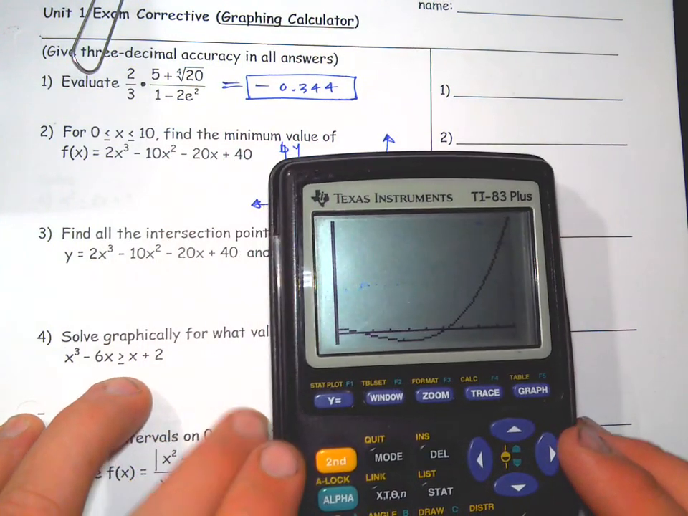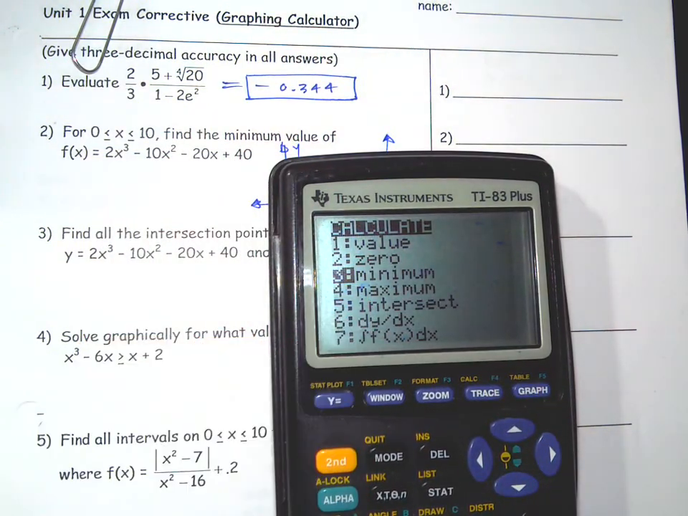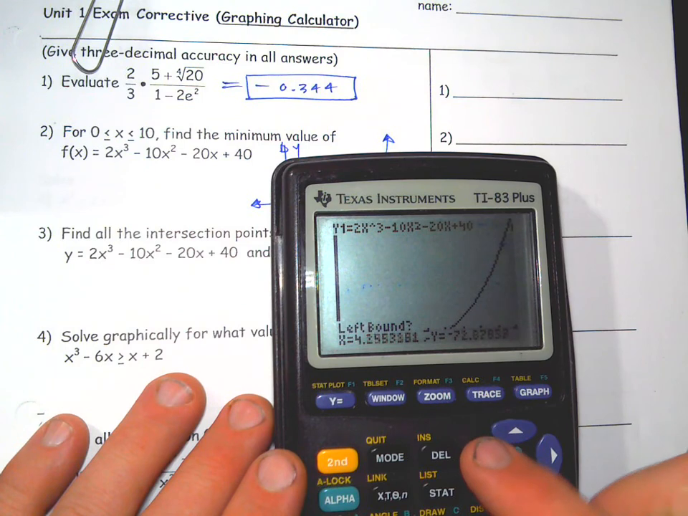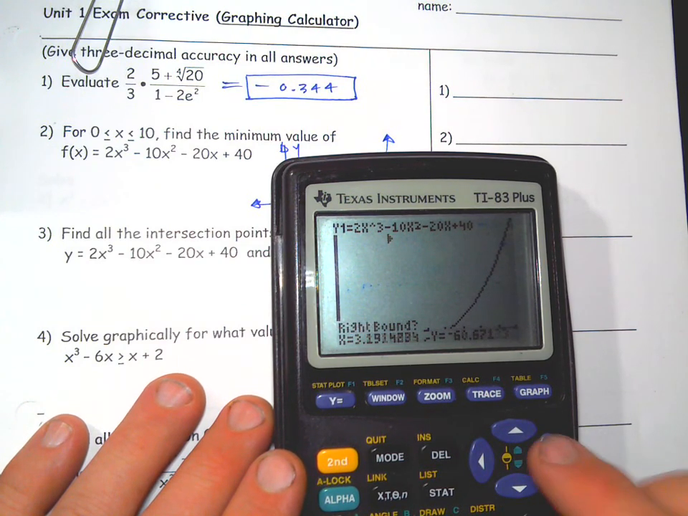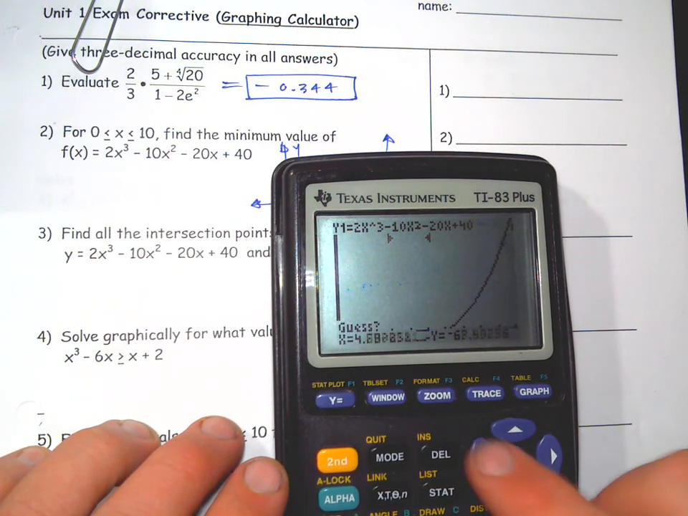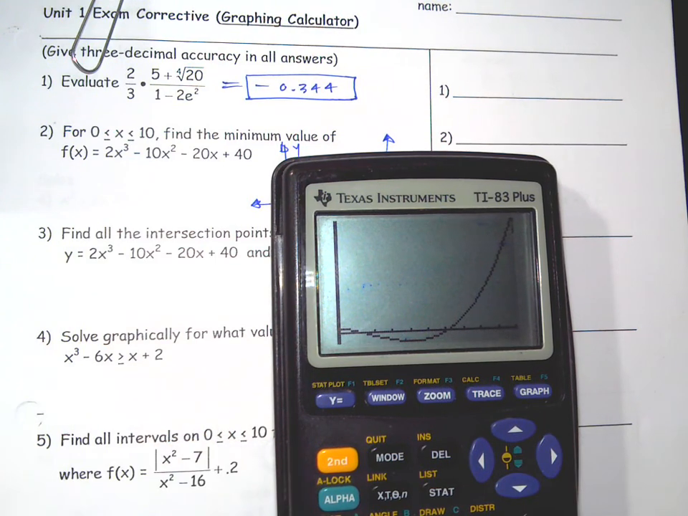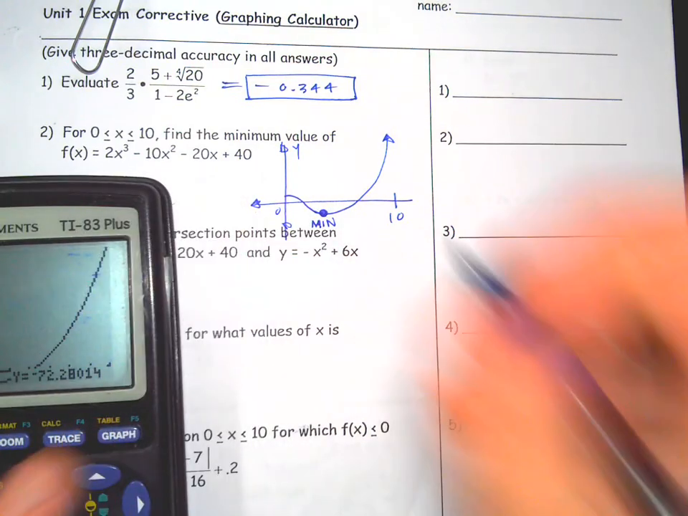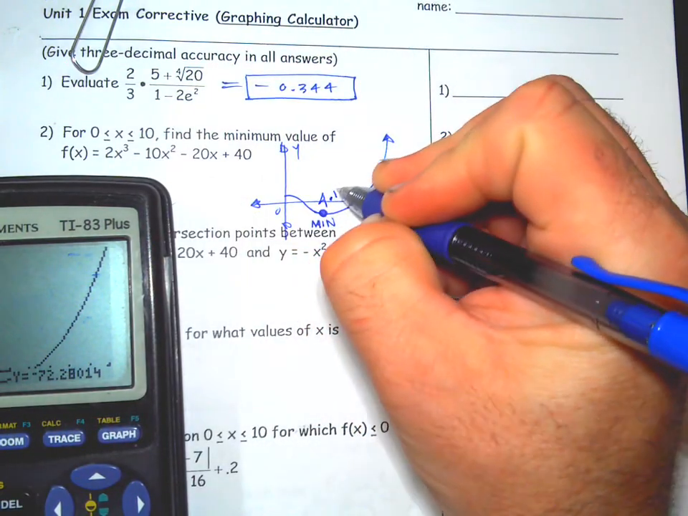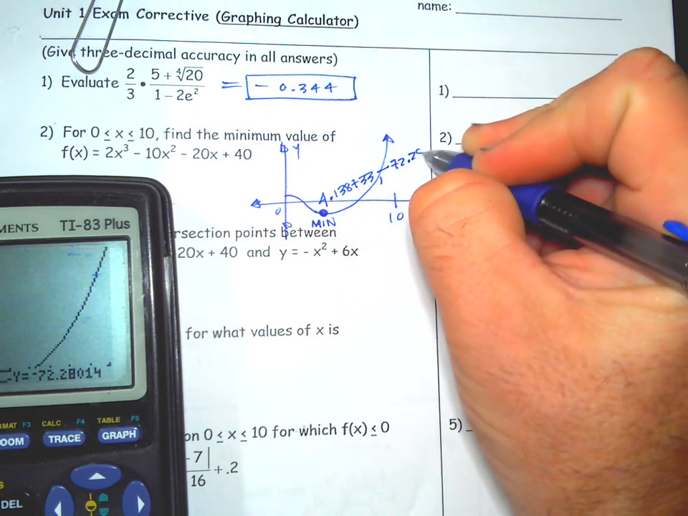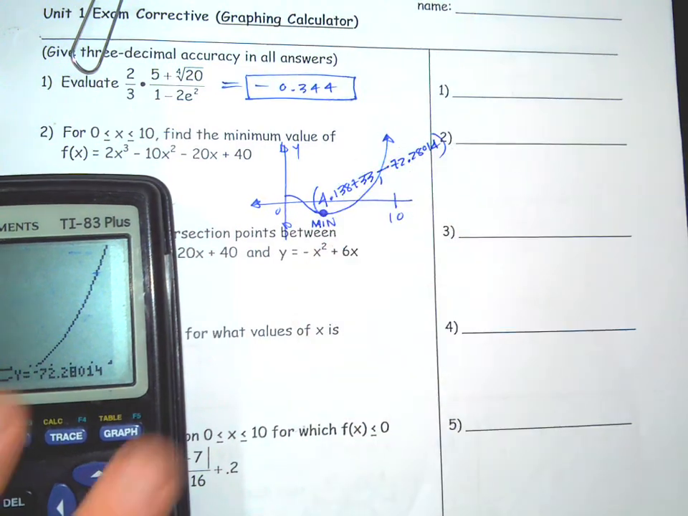So on your graph, from your second trace, calculate, number 3, minimum. You've got to tell it where to look for it. So you get to the left of it, enter, get to the right of it, and then you see these little arrows up here. And then we can guess somewhere in between. It's kind of annoying at the bottom of the screen. It looks like it's 1, 2, 3, 4-ish. So I probably would have done a 3 to 5, guess 4, if I had started already. So the answer is 4.138733, -72.28014. Now, that's what I want for your work.